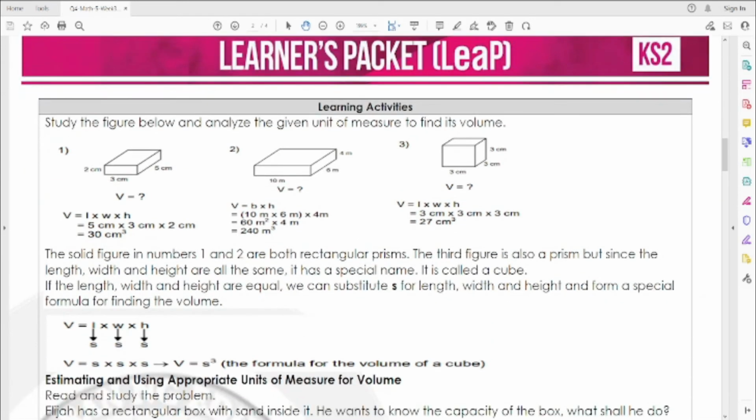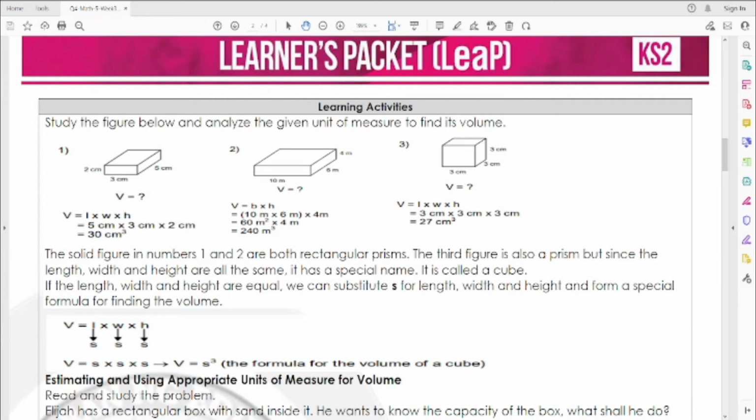So, let us see this example. Study the figure below and analyze the given unit of measure to find its volume. Number 1, we're looking for volume. 2 centimeter is our height, 3 centimeter our width, and 5 centimeter our length. So 5 times 3 times 2 centimeter, the answer is 30 cubic centimeter.